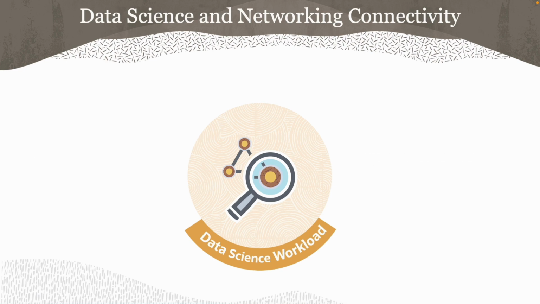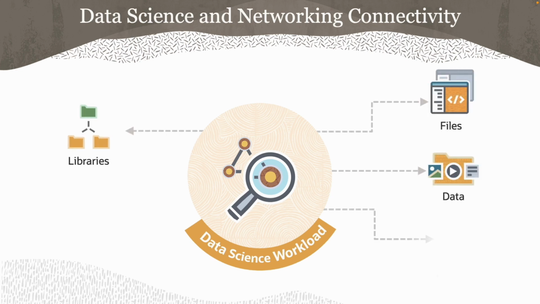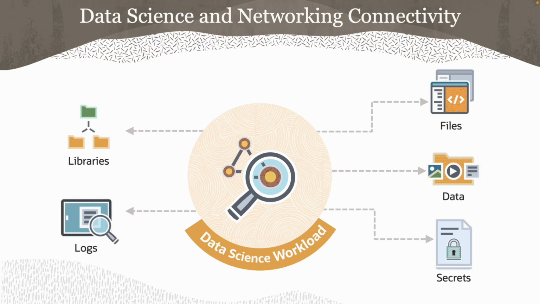Oftentimes, you will want to access external assets from your running workload, such as code files, data, libraries, secrets, and logs. You may also want to create and run other workloads on data science, or workloads on another platform like Dataflow. These external assets could be accessible over the public internet, or they could be in a private network. In order to access these external assets, you must ensure network connectivity between your workload and the network location of your desired assets. In data science, there are two networking patterns that you can use: default and custom.